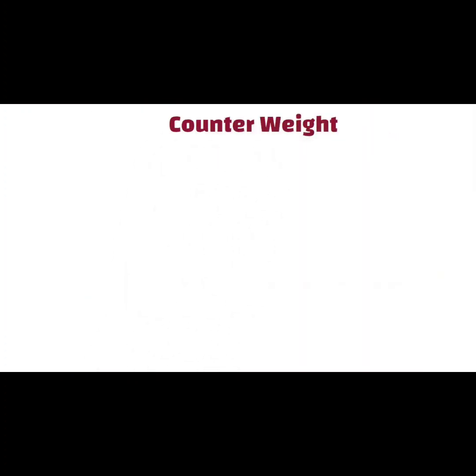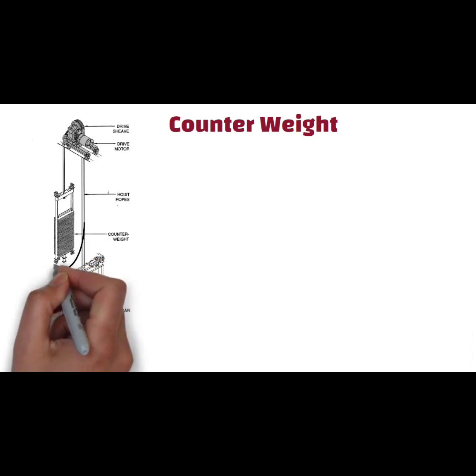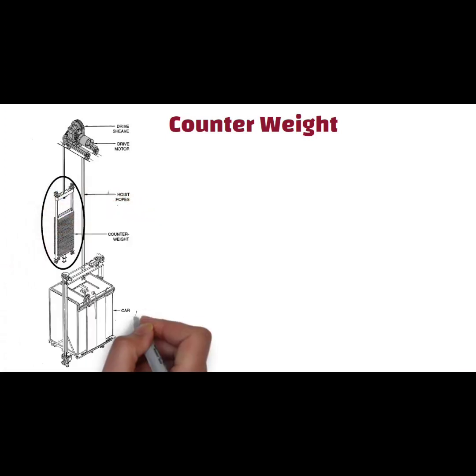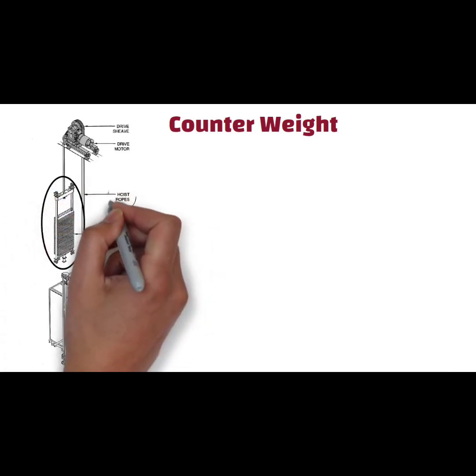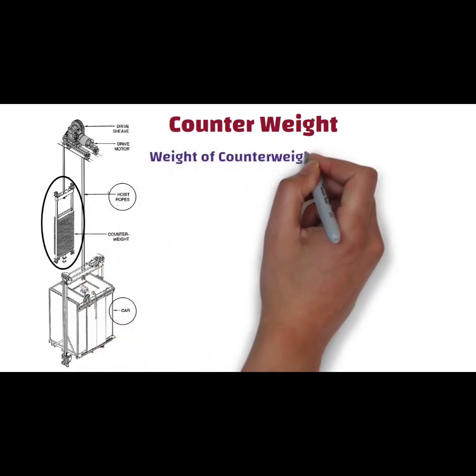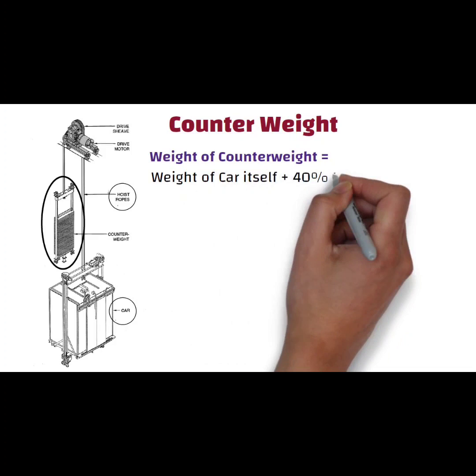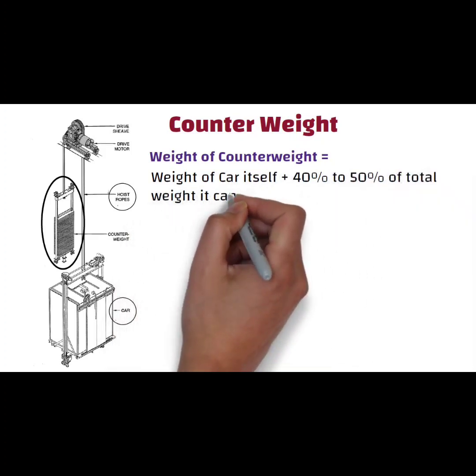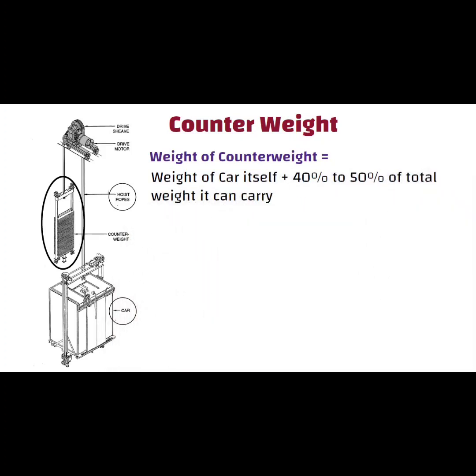Counterweight. It is a unit consisting of steel weights which counterbalance the weight of the car and to which the suspension ropes are attached. The weight of the counterweight is equal to the weight of the car itself plus 40 to 50% of the total weight it can carry. You can see in this picture, the car is located here. When the elevator car goes up, the counterweight goes down, and vice versa, which helps in three ways.